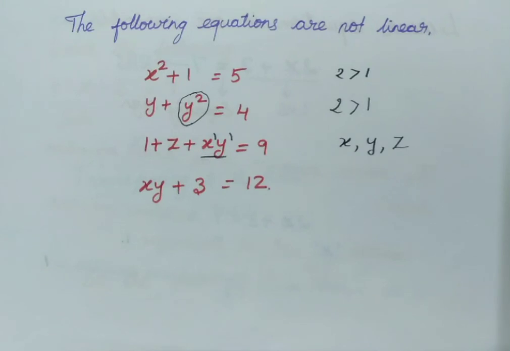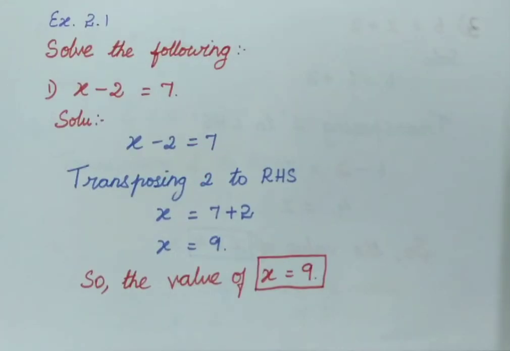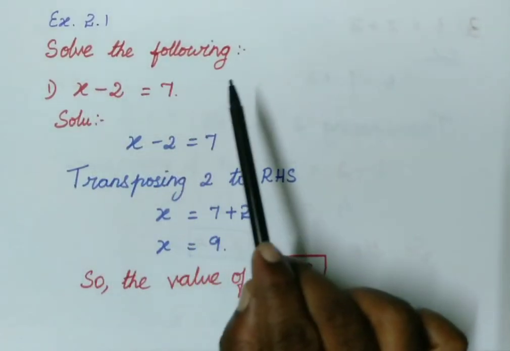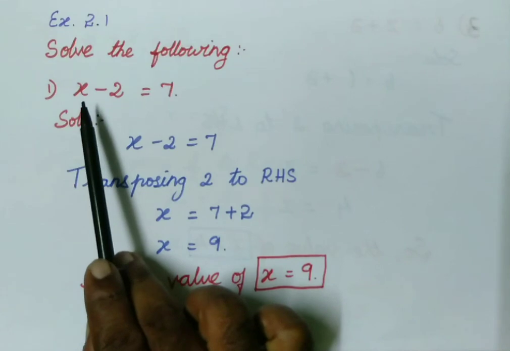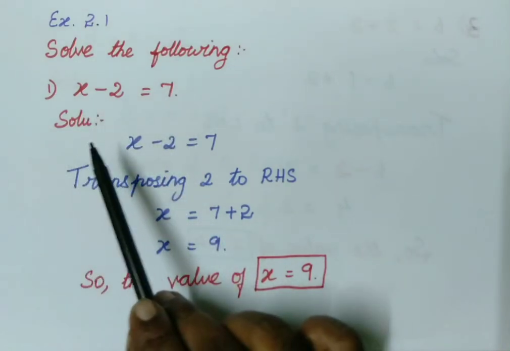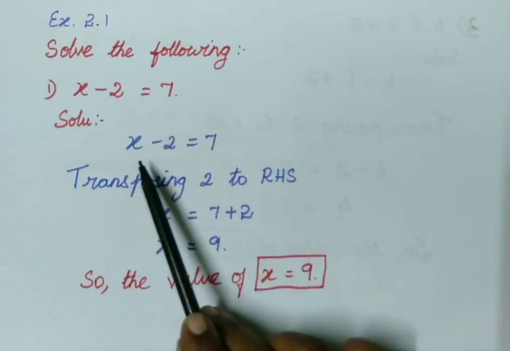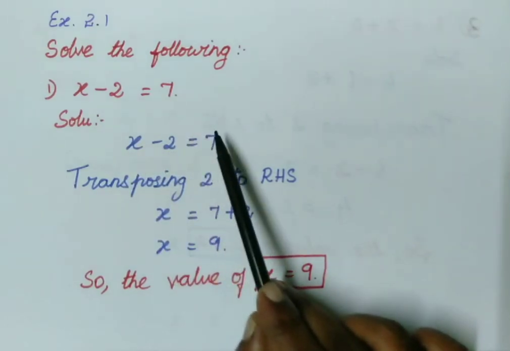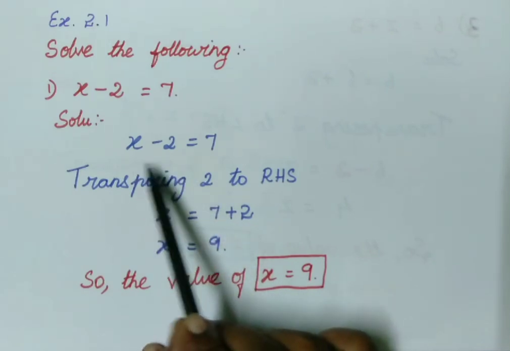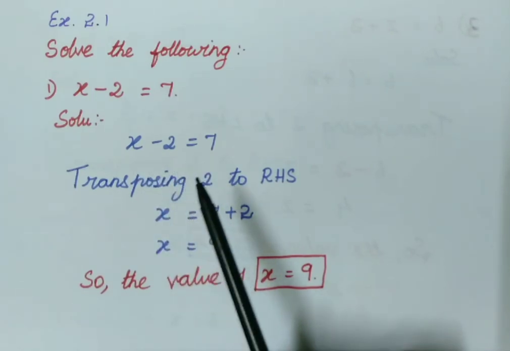With this, let us solve some linear equation sums. Exercise 2.1. Solve the following. So the first sum, x minus 2 equals 7. So I'm going to find the solution. So x minus 2 equals 7. Write the given question. Now I'm going to solve the sum by using the transposing method.